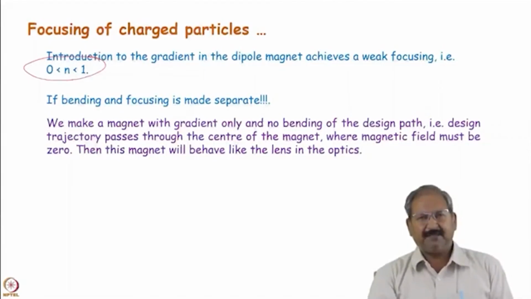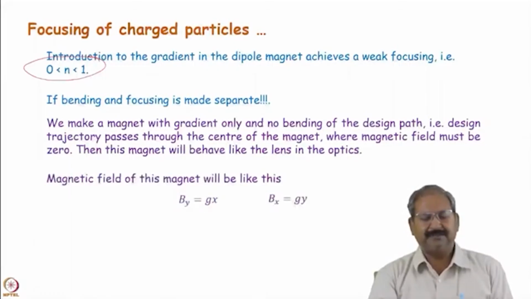Can we separate the bending and focusing? Can we make a magnet which is having only gradient and no dipolar component? In that case, no bending of the design path will be there because the dipolar magnetic field is absent and there is only gradient, so focusing can occur. This type of magnet will behave exactly like the lens of light optics. So the answer is yes, we can do that.